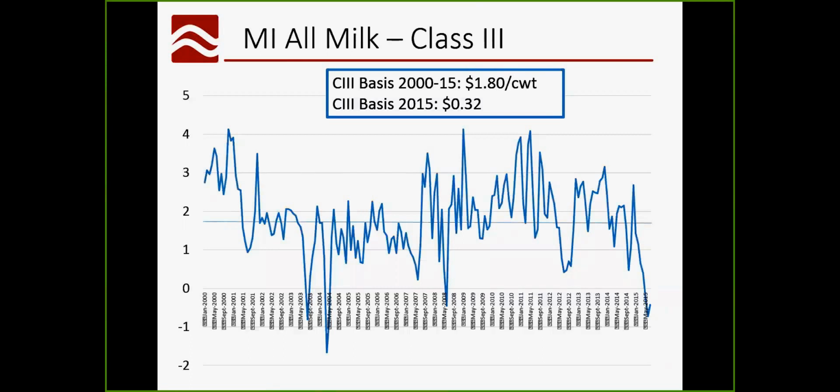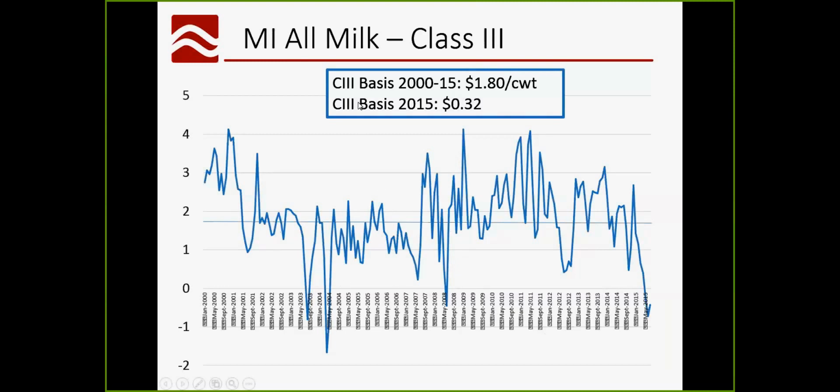And this is actually Michigan all milk minus Class 3. And again, all milk is like the mailbox, but without the hauling taken out. So the all milk price would be about 80 cents higher than the mailbox, because the average numbers that I have would suggest it's 80 cents or a little bit better per hundredweight hauling cost. And yours would be a little bit different, probably, depending on where it's going.